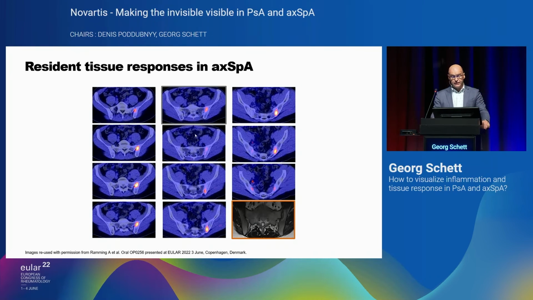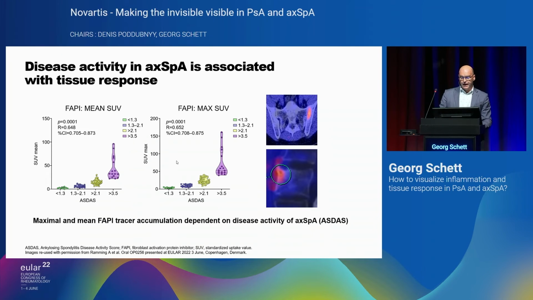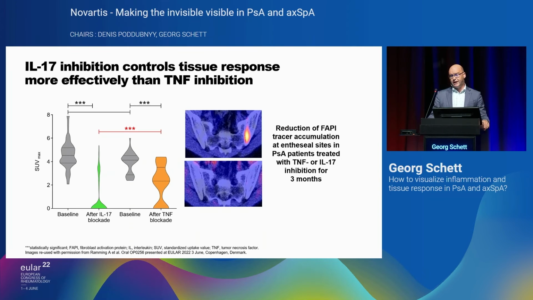You can also use that in the sacroiliac joint. As you see here, you walk through the sacroiliac joint and you can see this fibroblast activation spot in the sacroiliac joint, which is actually the preceding ankylosis of the sacroiliac joint. That's not inflammation, that's purely tissue response, which is pretty interesting. And also we see that there is a very strong association between disease activity as measured by ASDAS and this fibroblast activation in the joint. So it allows you to have new possibilities to detect tissue responses in a much more dynamic way.